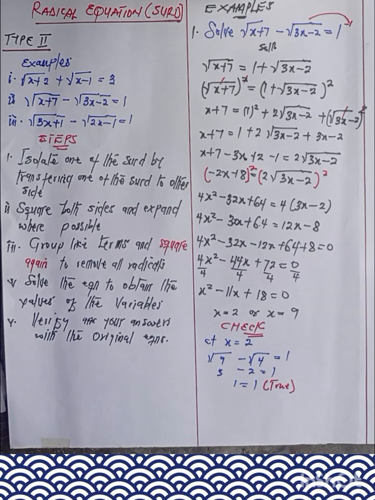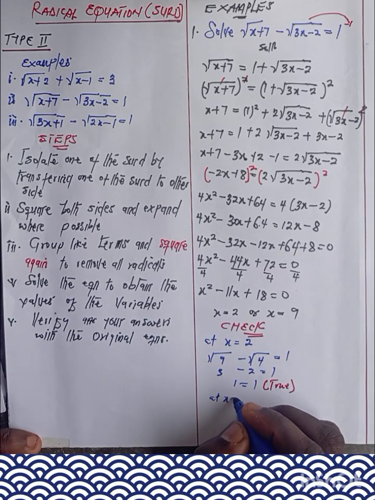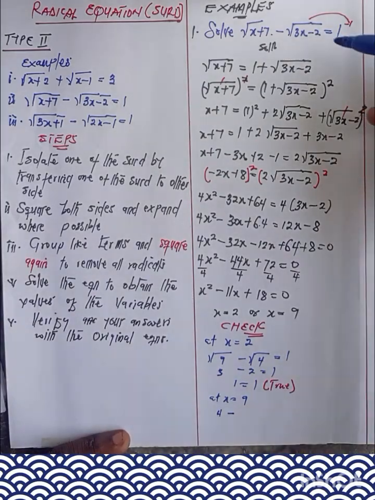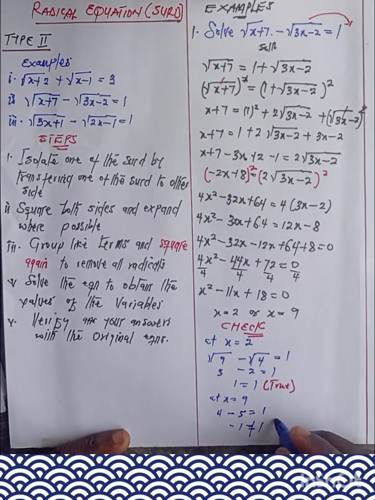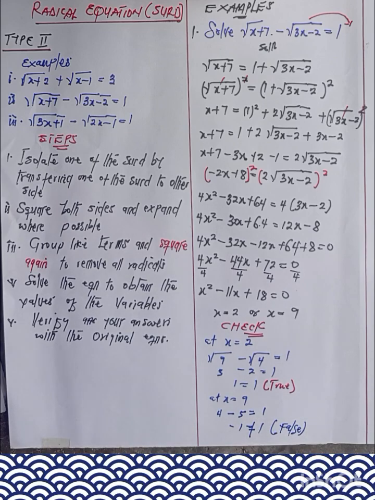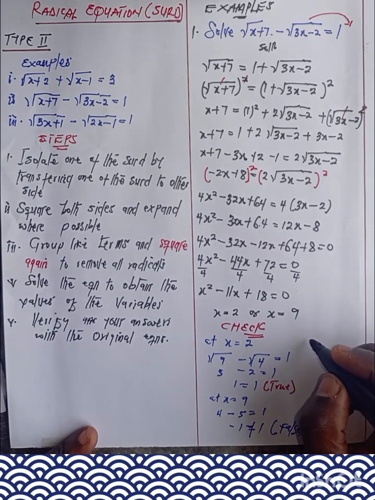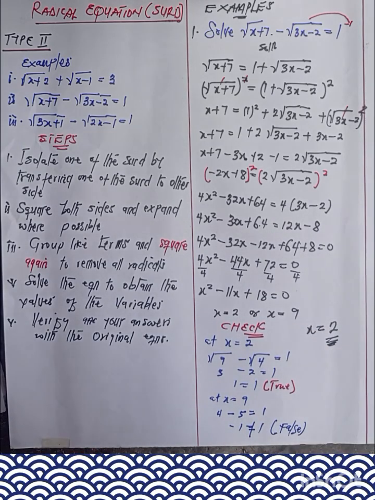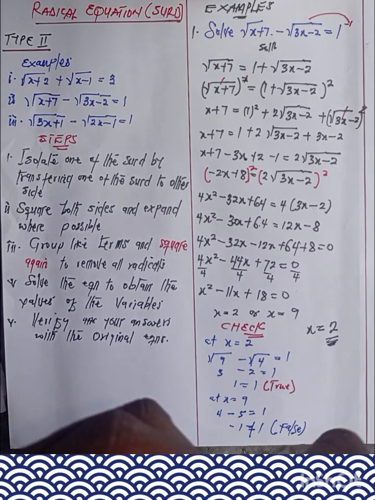And then let's check the last one. At x is equal to 9, this is not true, so it's false. So the solution to the equation is x is equal to what? 2, and this satisfies the equation. Let's take another example and then see what we come up with.